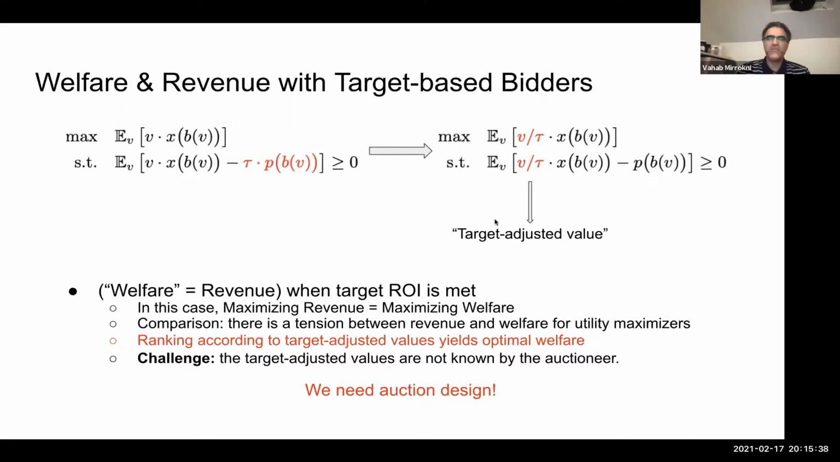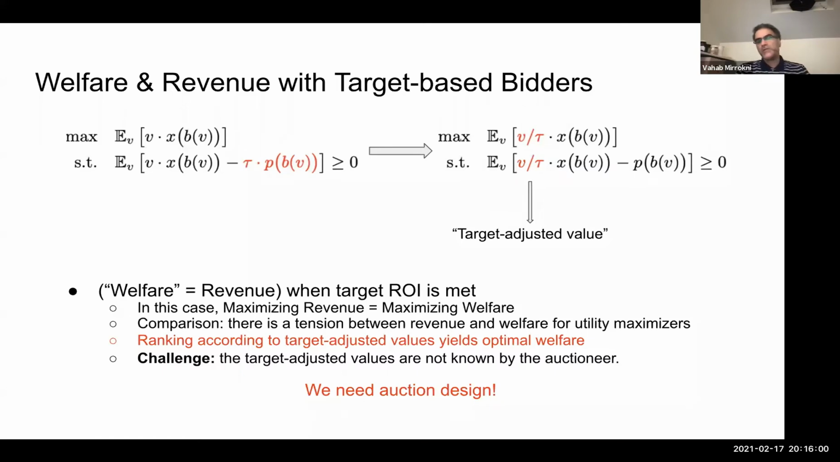So in the case of value maximization, if targets are met, maximizing revenue and maximizing welfare become equivalent. This is in contrast to the utility maximization case, where there is a tension between maximizing revenue and maximizing welfare. And you know about the Myerson optimal auction and things like that.